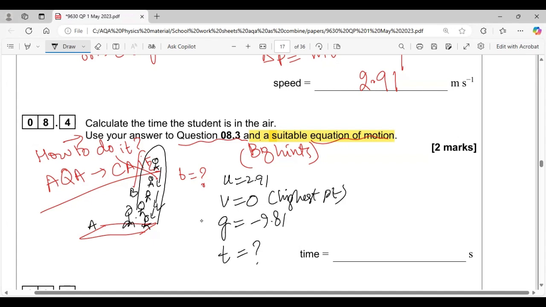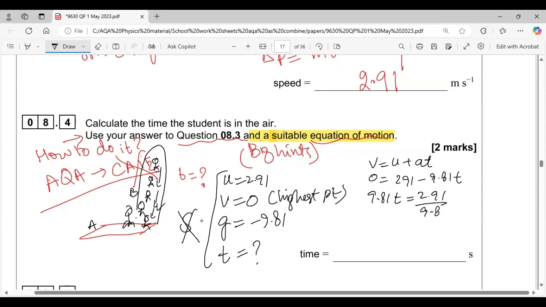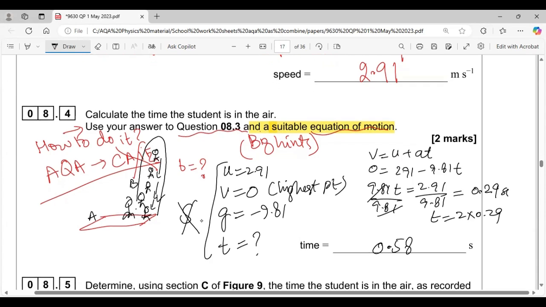You have to find time, and over here the displacement is not given, so you have to use v is equal to u plus at. So this is 0, and this is 2.91 minus 9.81 into t. So this is like 9.81 t, 2.91, and you divide 9.81 on both sides, and you get an answer of around 0.29, right? So this is the time going up. As you know, the same time she will take to come down. So the answer is approximately 0.58 seconds.